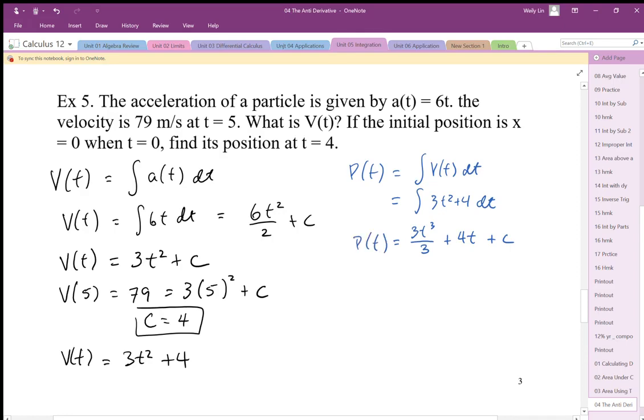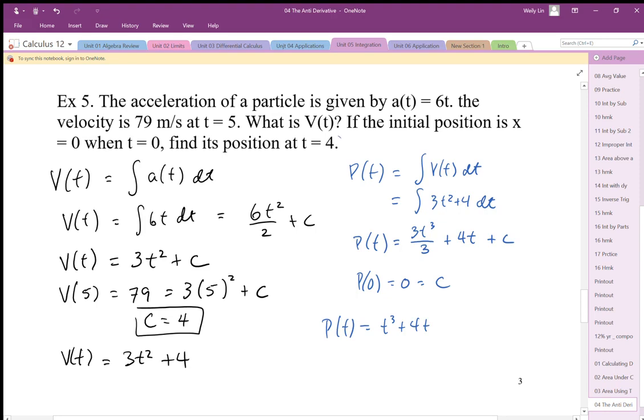I don't know the plus c, but I've been given a condition, x is 0 when t is 0, so p of 0 equals 0. That means if I plug in 0, I should get 0. So c in this case has to be equal to 0. So then finally I can write my p of t function. It's going to be t cubed plus 4t. We've worked out that c is 0, so that's my position function.